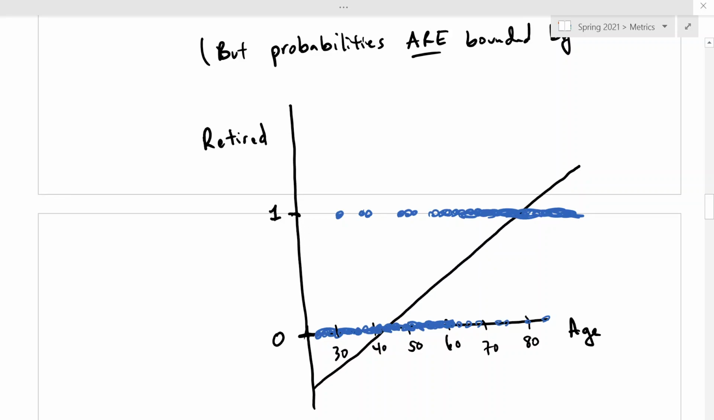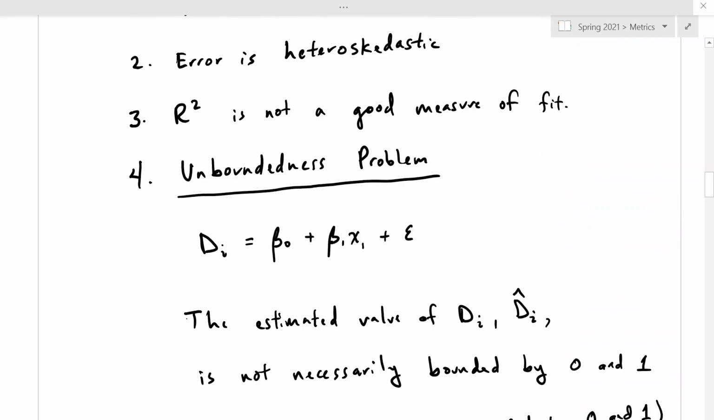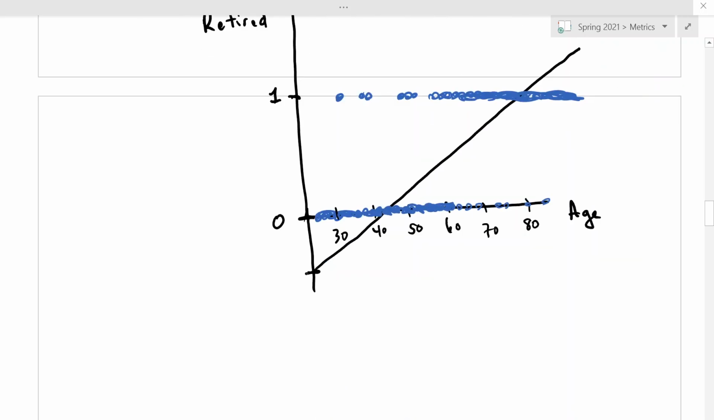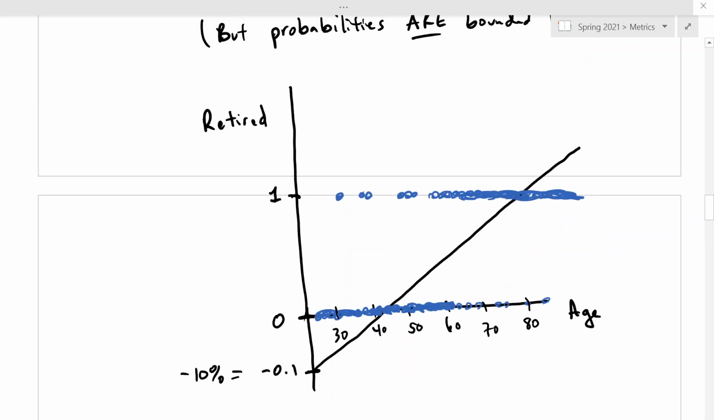Okay, because ordinary least squares, again, is just a line with an intercept and a slope. And so in this case, the intercept might be down here. Let's call it negative 0.1, which is negative 10%. All right, and this line could go up as high as over here. Well, there's our intercept, beta 0 hat, because it's our estimate.